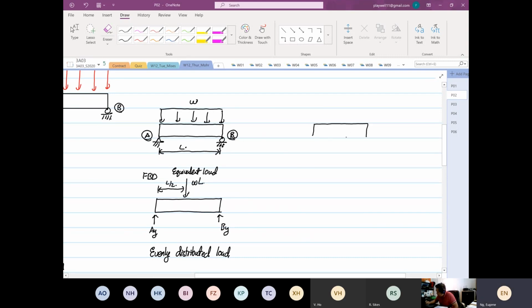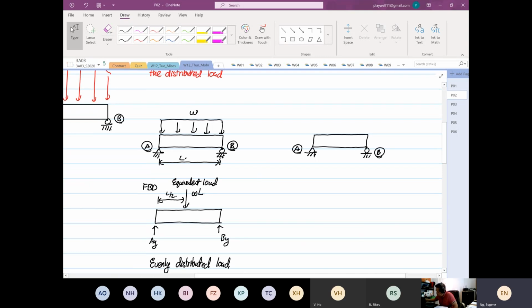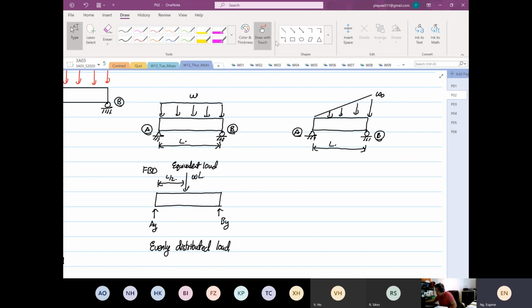Now, if we have a gradient distributed load, it's also easy, right? So we have point A. We have point B. So now our load is no more a flat line. It has a gradient. So this is omega naught. The distance from here to here is L, right? So the equivalent load is also straightforward. The equivalent load is the area under the curve. So straightforward, right?